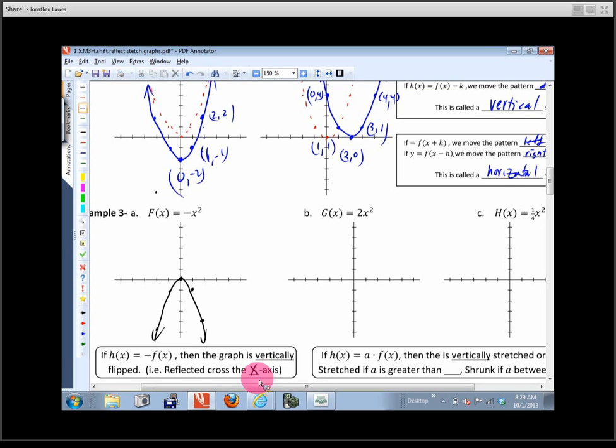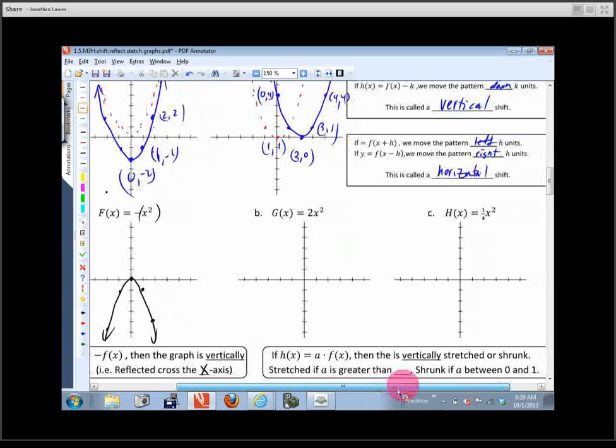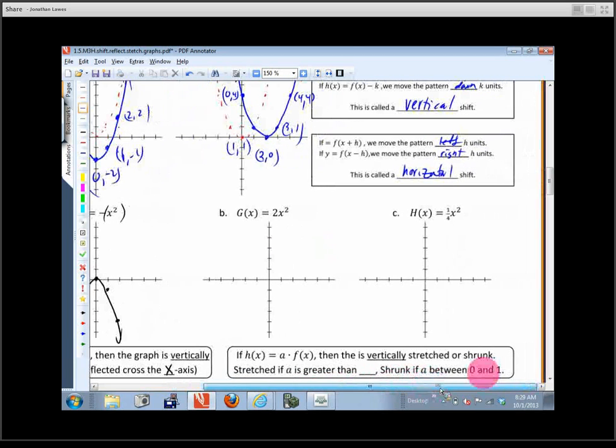Multiplying that by a negative out in front here, there's our function. There's our squaring function that makes the parabola shape. Multiplying it by a negative flips it upside down. Okay? Any questions there? Reflects it across the x-axis. Okay, let's take a look at these two guys right here.